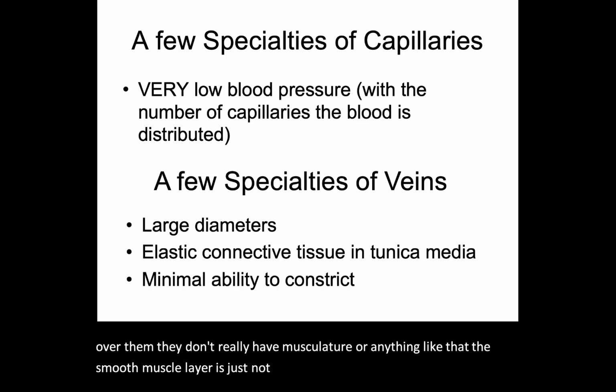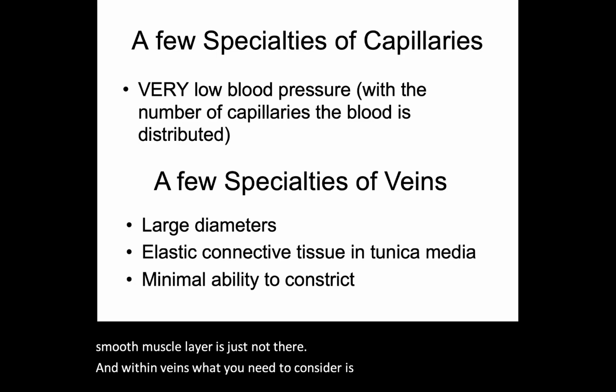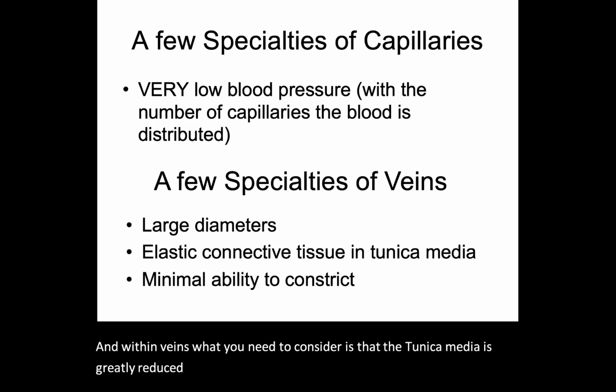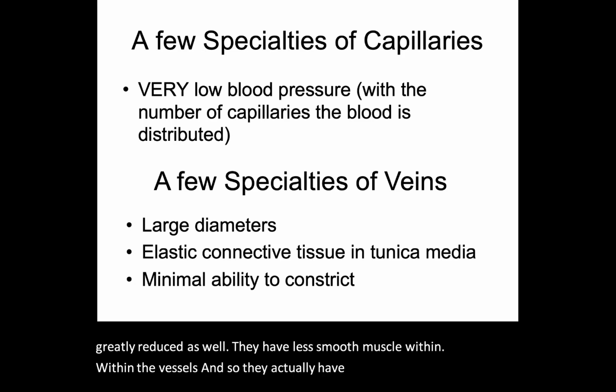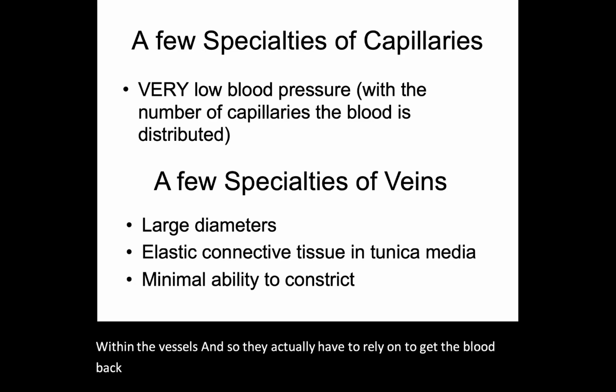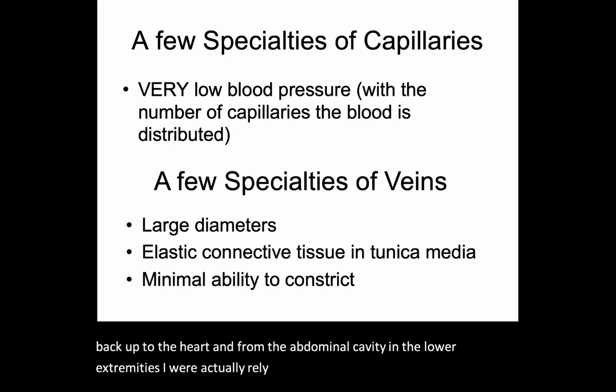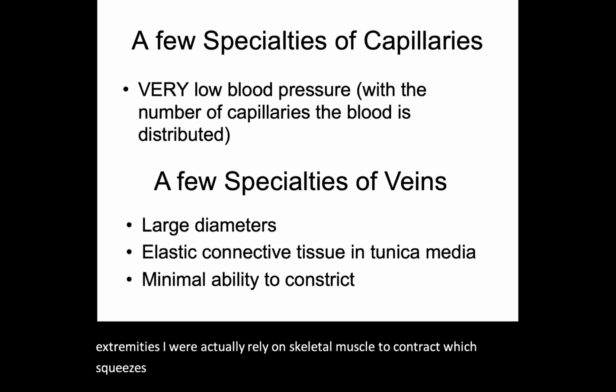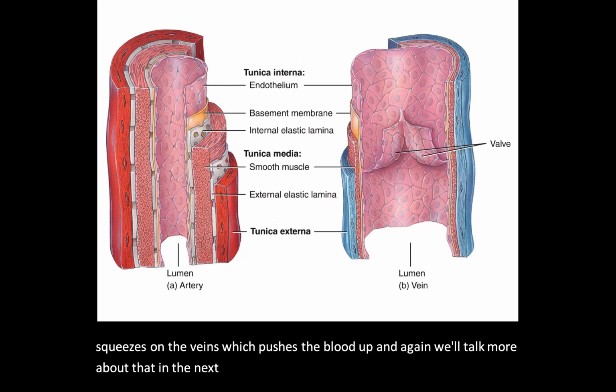All right. And within veins, what you need to consider is that the tunica media is greatly reduced as well. They have less smooth muscle within the vessels, and so to get the blood back up to the heart from the abdominal cavity and the lower extremities, we actually rely on skeletal muscle to contract, which squeezes on the veins, which pushes the blood up. And again, we'll talk more about that in the next series of lectures.